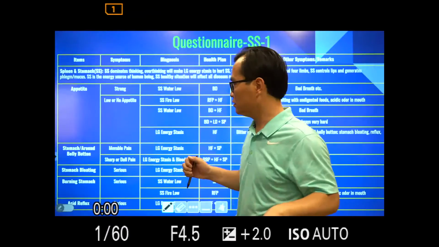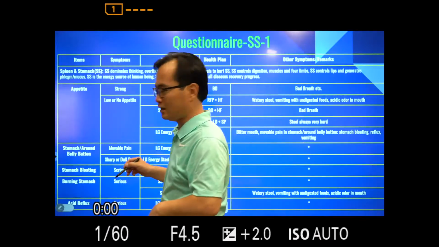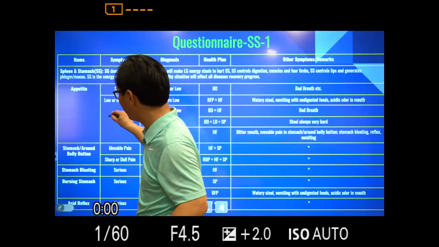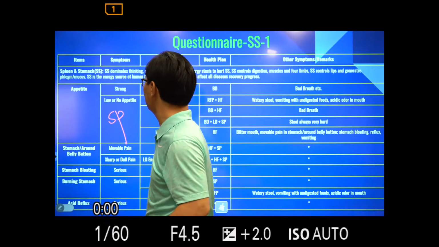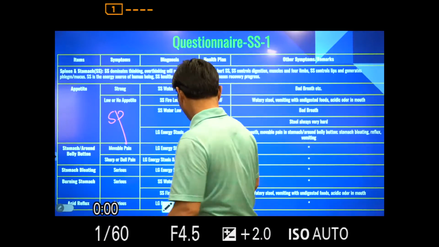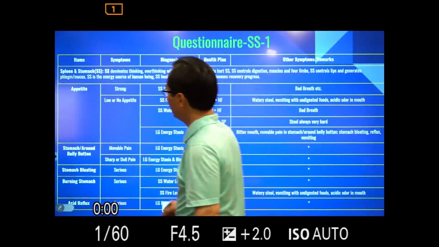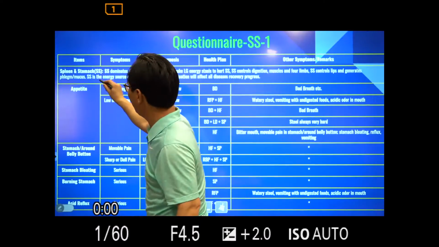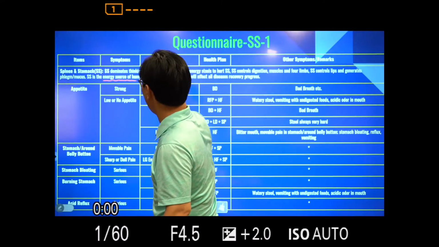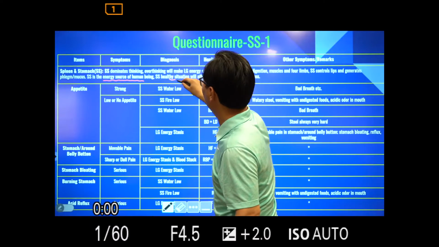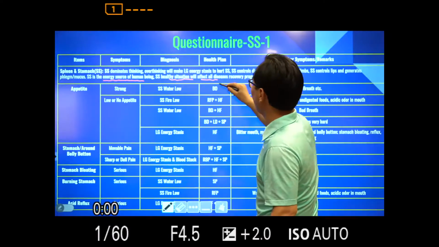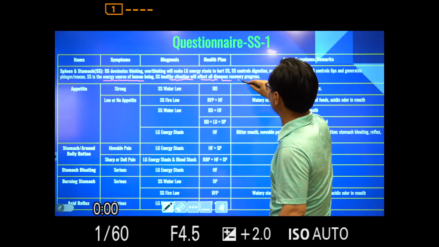So protect the stomach and SS system generally by SP, Stomach Plus. I will explain in detail one by one. SS is the immunity source of the human being. SS health situation will affect recovery from all diseases.